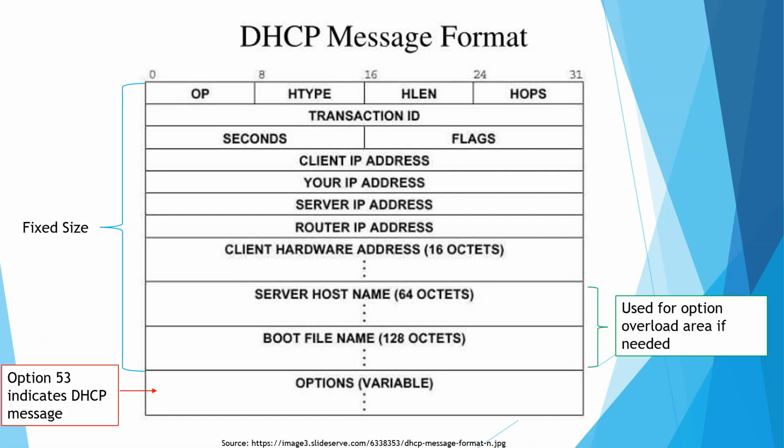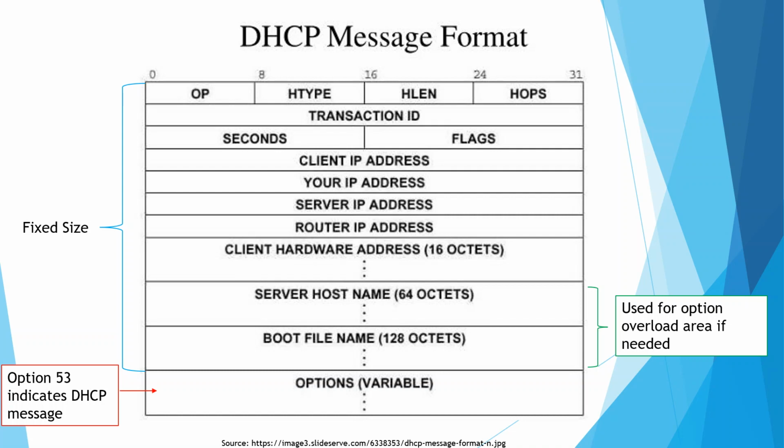And then notice on the right-hand side here, I outlined the server host name and the boot file name, which are 64 bytes and 128 bytes respectively. Those are going to be used for an overload area if necessary. So that's our overflow parking lot. If we go through and fill up what's available for options in terms of size, then we can start flowing other options into the server host name and the boot file name as well.